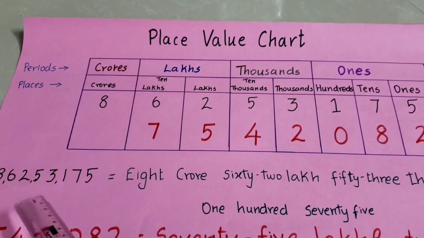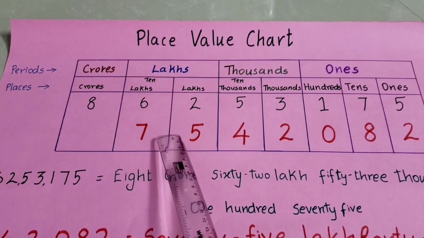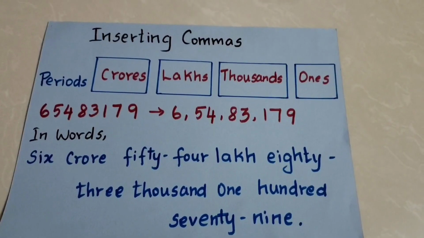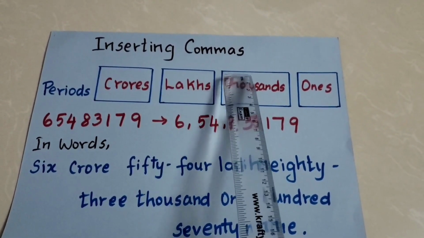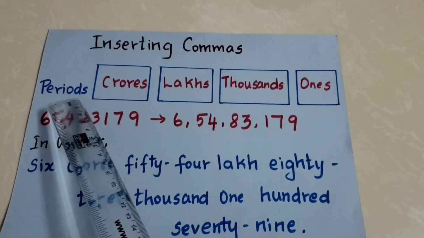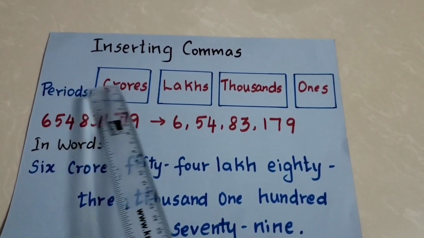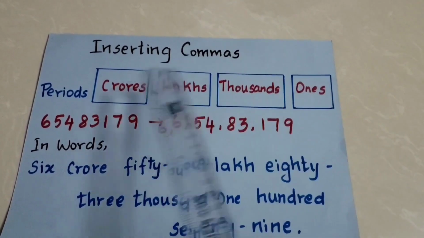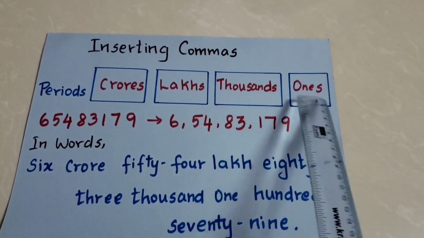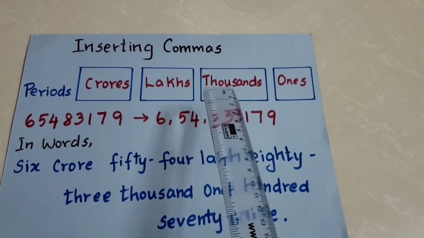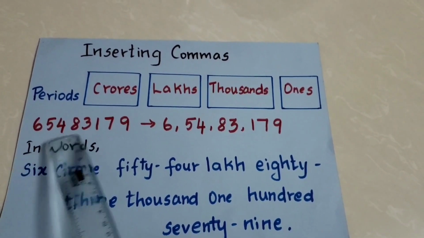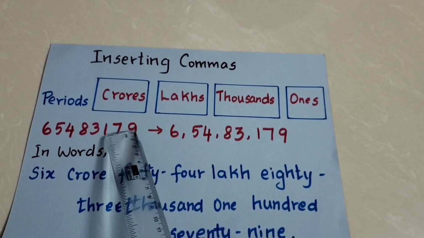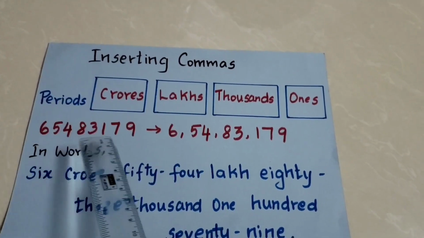Likewise, we have to represent a number in a place value chart. Next we see inserting commas. For an 8-digit number, periods are divided into 4: crores, lakhs, thousands, ones. The digits in a number can be separated by putting commas according to the periods.